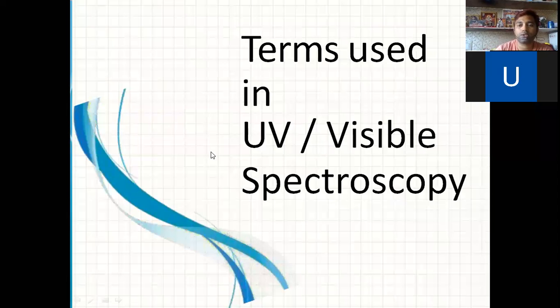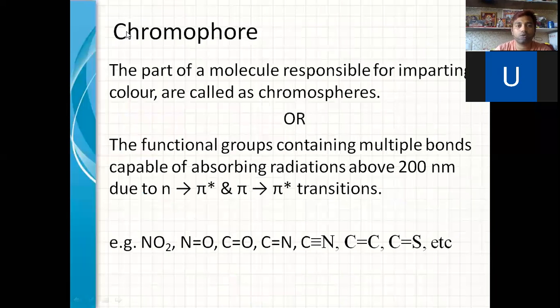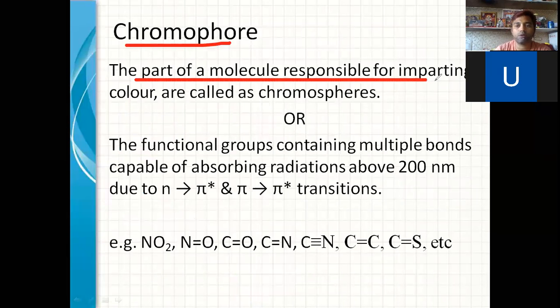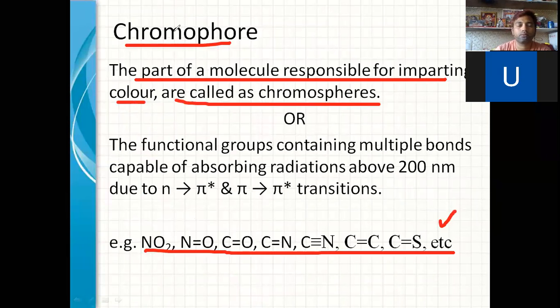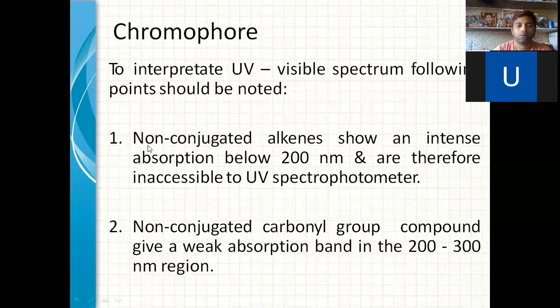Now the terms which are used in UV visible spectroscopy may be asked for 2 marks or 3 marks. We have already discussed chromophores. The part of a molecule responsible for imparting color is called a chromophore. These are different chromophores. So what do these chromophores do? You can see here.